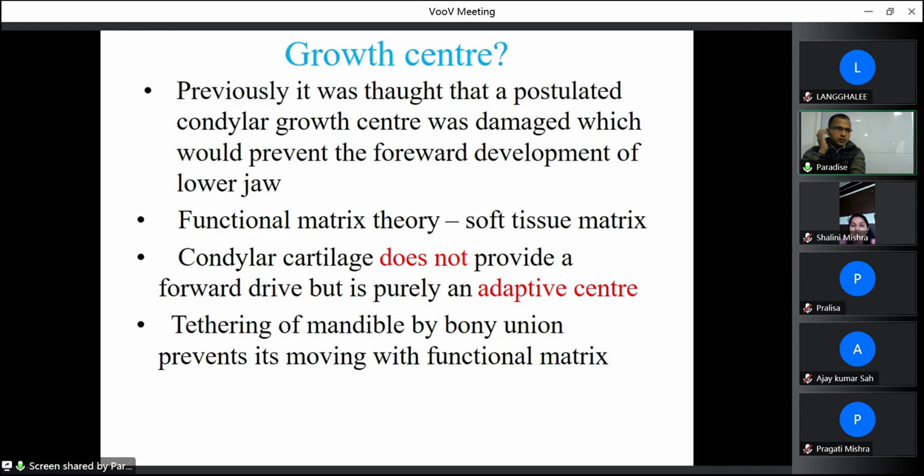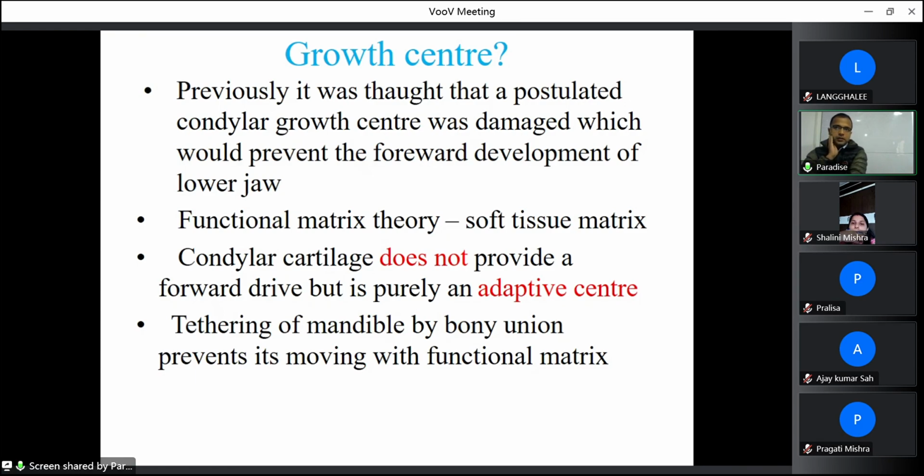Let's say there is TMJ ankylosis on the right side. The mandible will continue to grow on the left side, but on the right side, mandible growth does not take place, so it will lead to facial asymmetry. You can see fullness on the contralateral side and flatness on the ipsilateral side. That is the characteristic feature of unilateral TMJ ankylosis, because growth takes place only on one side.